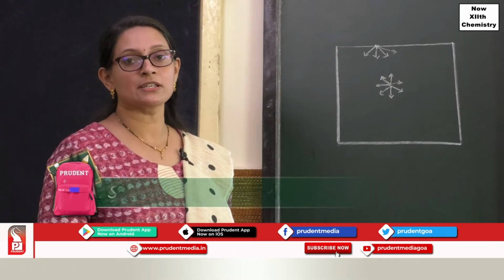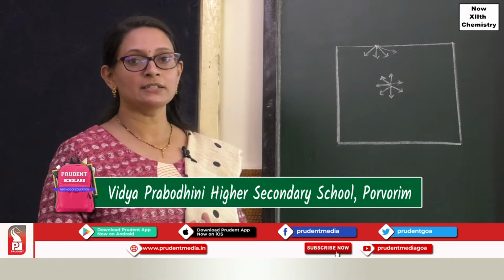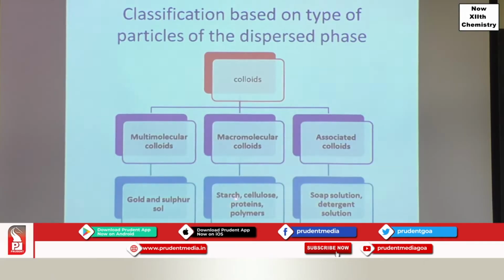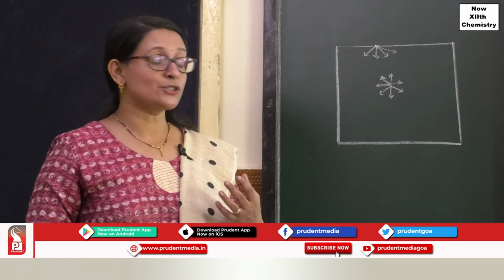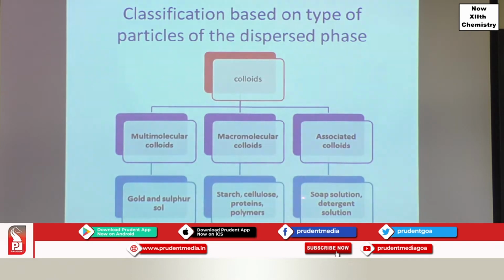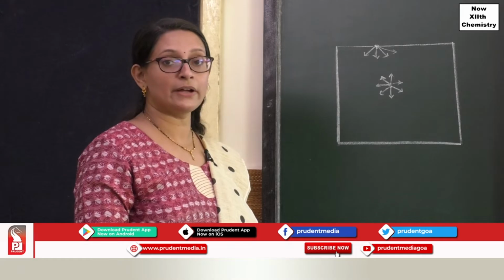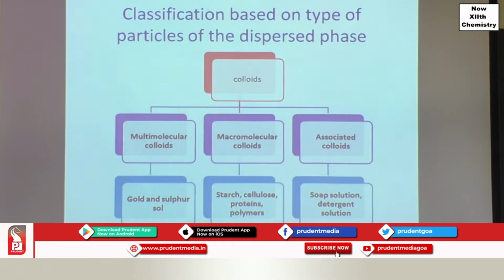Macromolecular colloids are formed by dispersed phase particles which are already in the colloidal size range. For example, if you take starch or cellulose, proteins, synthetic polymers like nylon, polythene, and dissolve them in a proper dispersion medium, the size of these molecules themselves is in the colloidal size range. Therefore, you get readily available colloidal solutions, and these macromolecular colloids are quite stable as compared to the remaining two. The third one, associated colloid.